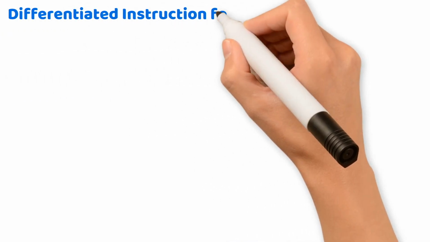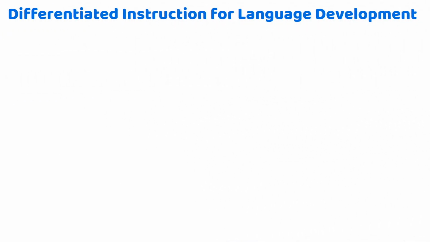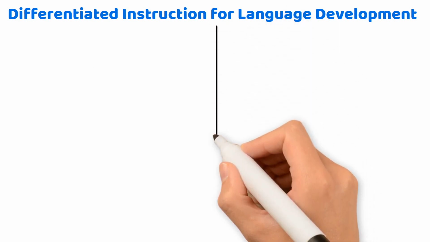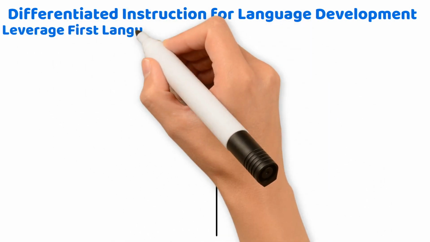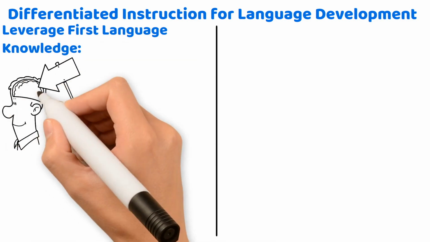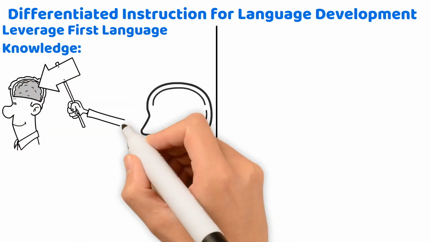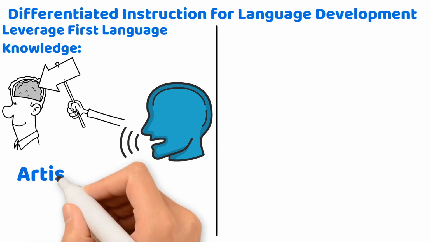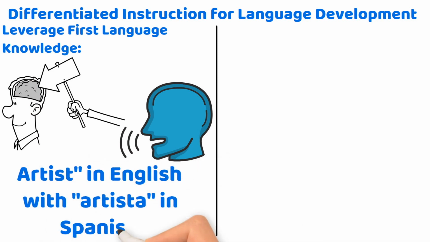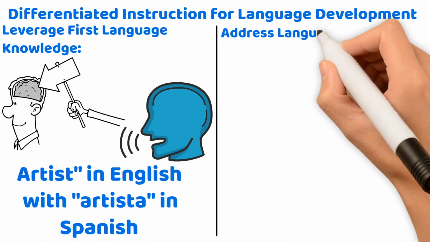Differentiated instruction for language development. Differentiating instruction is key to meeting the varied needs of ELs. Here are effective strategies. Leverage first language knowledge. Utilize cognates and skills transferable from the student's first language to English, such as connecting artist in English with artista in Spanish.